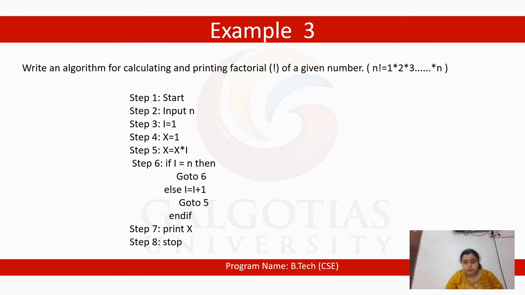Step 1 is start and last step is your stop. So in between we need to write other steps. First step is to enter n. That means we need to take a number from the user. If we are taking a number from the user, so let's say I have taken 3 from the user. That means we need to find out 3 factorial.